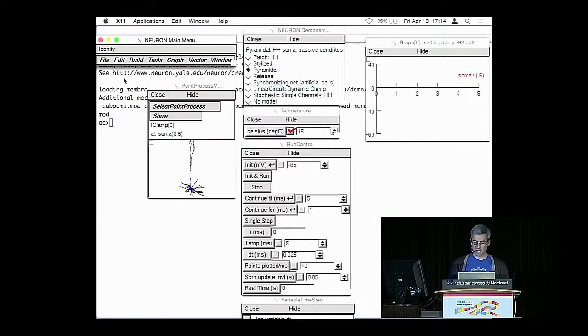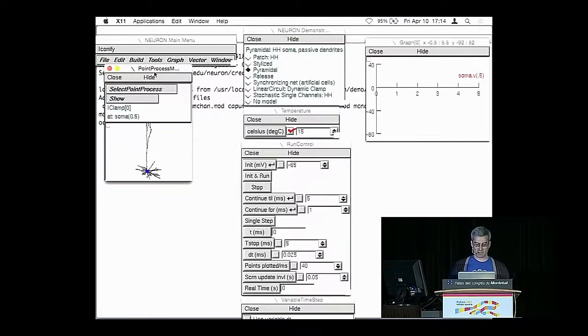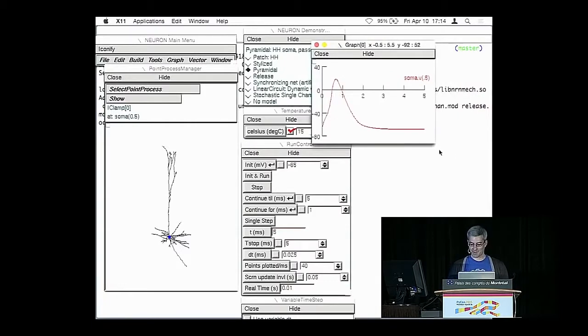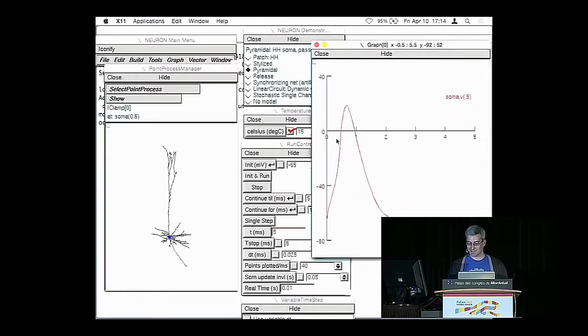So what Neuron is doing right now is called a current clamp experiment. So this I clamp here, I stands for current. And essentially at this blue dot, there's a simulated electrode that's injecting a little bit of current into the soma of this cell. So if I run this model now, over here, this graph populates. On the x-axis, we have time in milliseconds. On the y-axis, we have the voltage recorded from this cell.